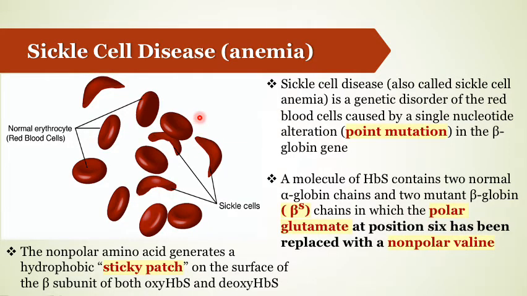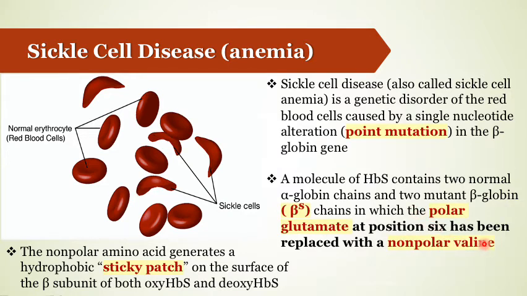The first is sickle cell disease. We have a single point mutation in the beta globin gene, a change of a single nucleotide, called a point mutation, which leads to a change of a single amino acid. Normally we have glutamic acid at position number 6 of the beta chain.